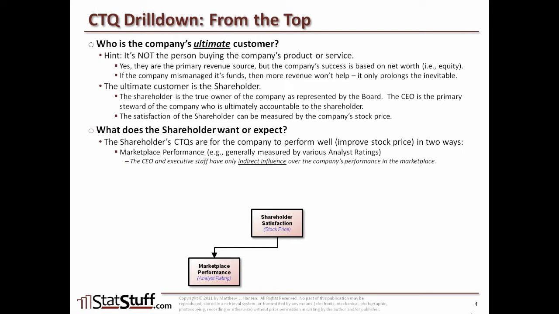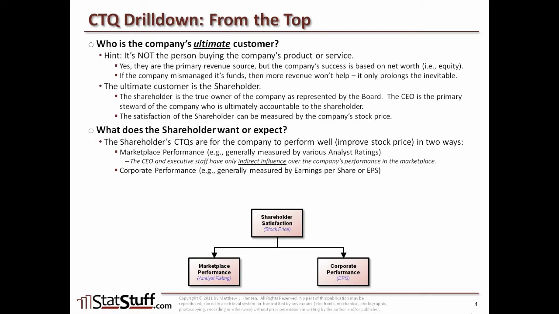And the other area where they want to see the company perform well is in corporate performance. Generally, that might be measured in earnings per share or EPS. Now, this is the area where the CEO and executive staff do have direct control over how the company is performing from a corporate perspective.